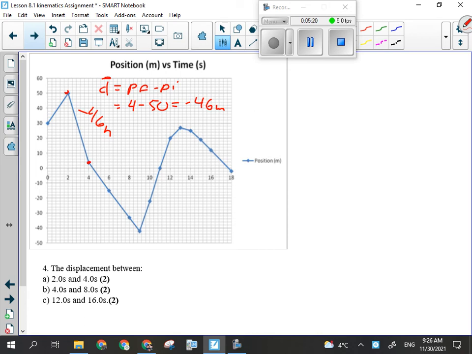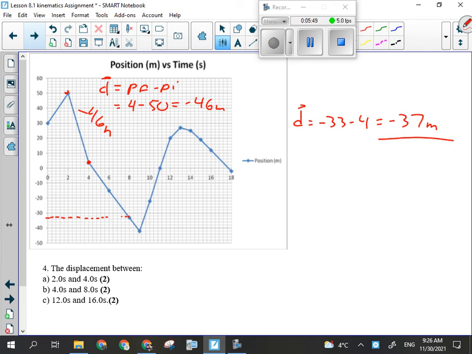Now between 4 and 8 seconds. At time 4 seconds, our position is positive 4, and at time 8 seconds, it looks like we're at negative 33. So negative 33 minus 4 should give us negative 37 meters for our displacement during that part.